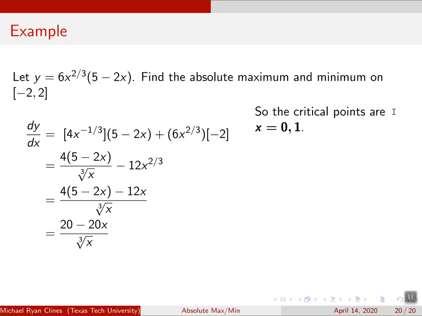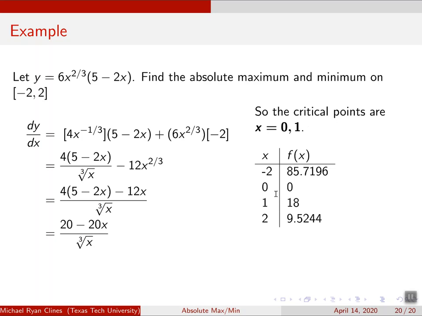And the extreme value theorem tells us that to find the absolute maximum and the absolute minimum, what we need to do is check the critical points, and we need to check the endpoints. So let's do that. Build our table. We plug in negative 2, we get 85.7196. Plug in 0, and we get 0. Plug in 1, and we get 18. Plug in 2, and we get 9.5244.